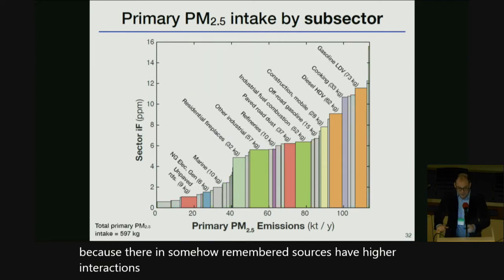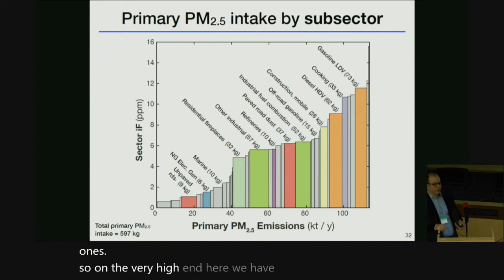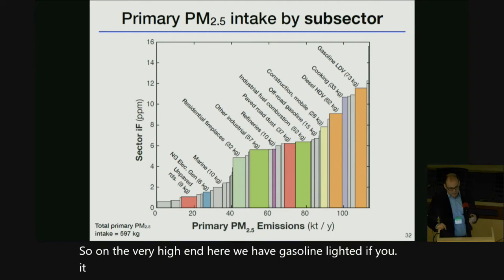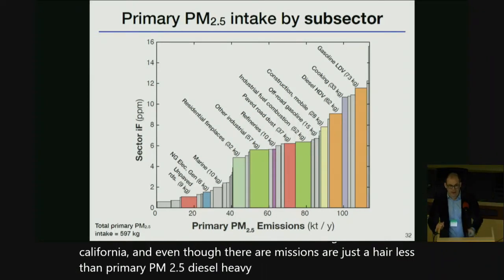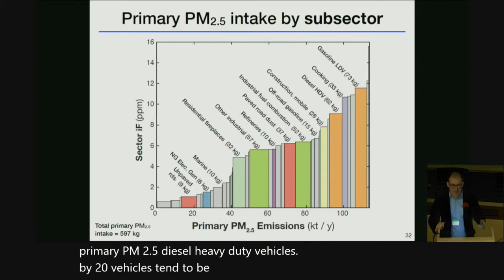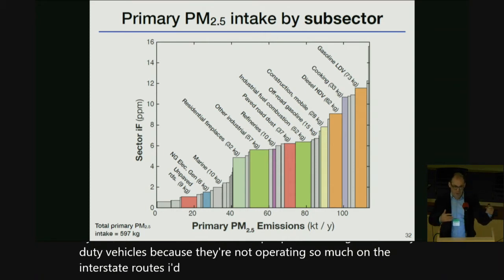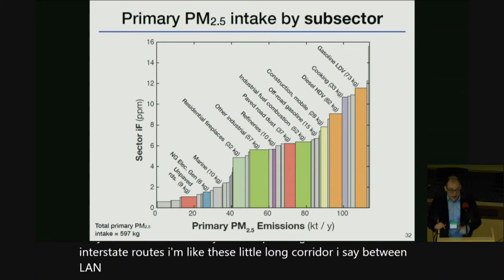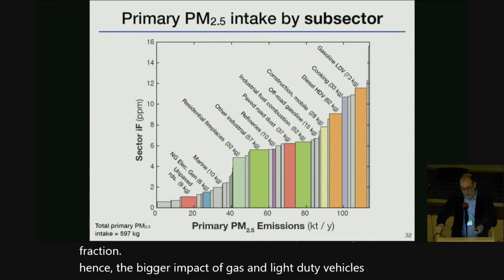And so I want to zoom in on a few of the big ones here. On the very high end, we have gasoline light-duty vehicles. They result in some of the largest intakes in California. And even though their emissions are just a hair less for primary PM2.5 than diesel heavy-duty vehicles, light-duty vehicles tend to be closer to people on average than heavy-duty vehicles, because they're not operating so much on the interstate routes or these long corridors, say, between LA and San Francisco and so on. And so they have a higher intake fraction. Hence the bigger impact of gasoline light-duty vehicles compared to diesel heavy-duty vehicles.